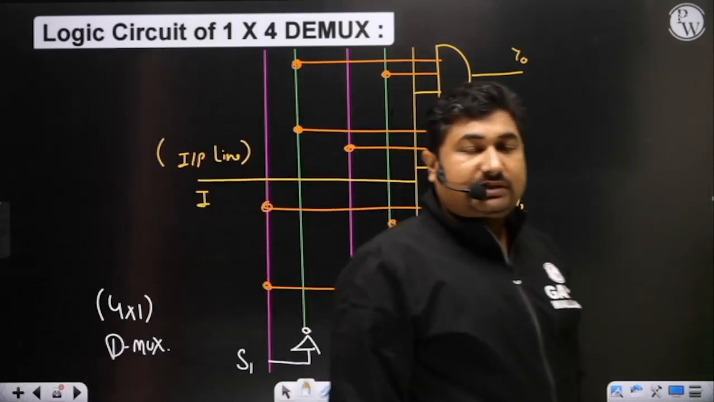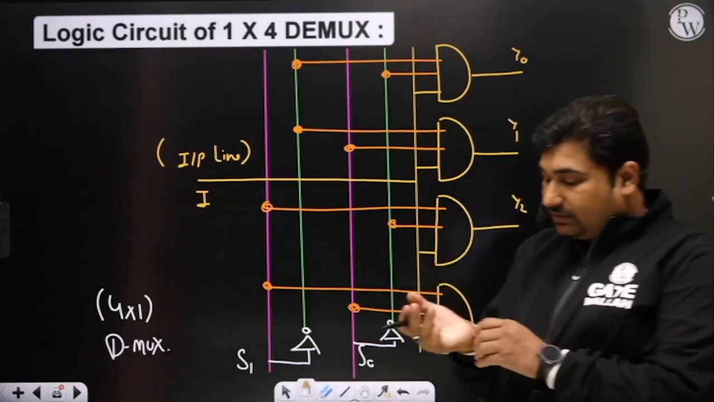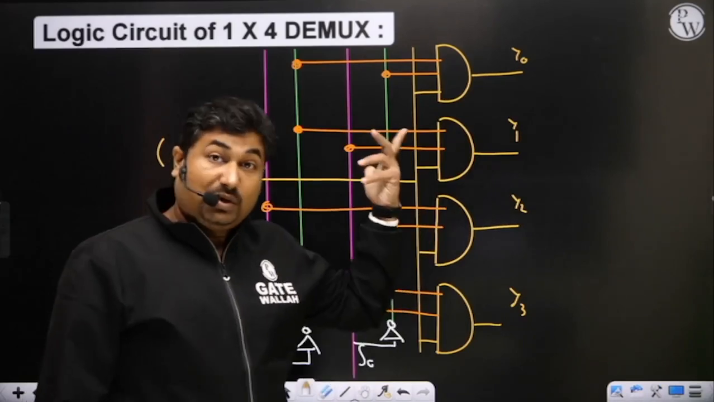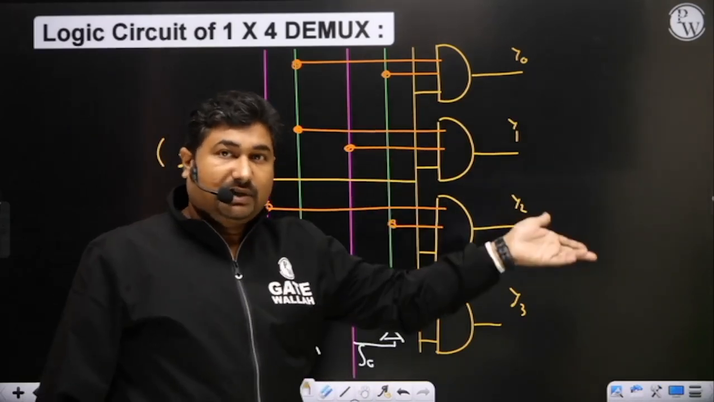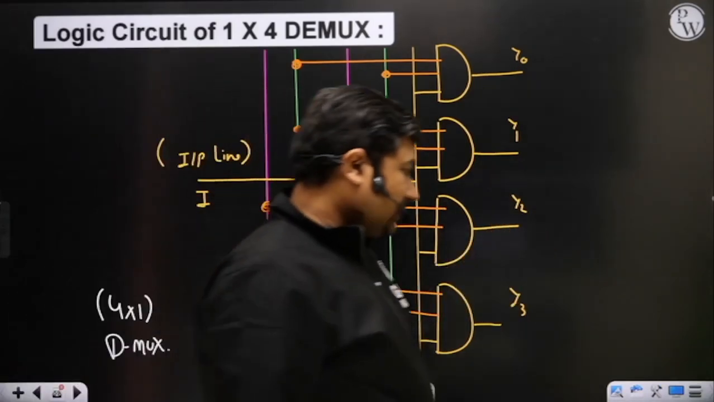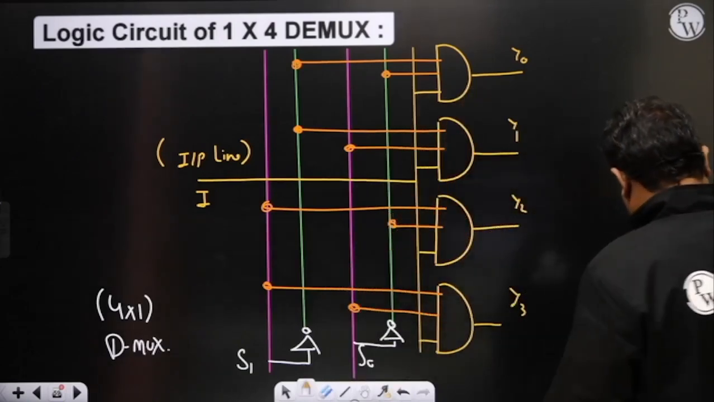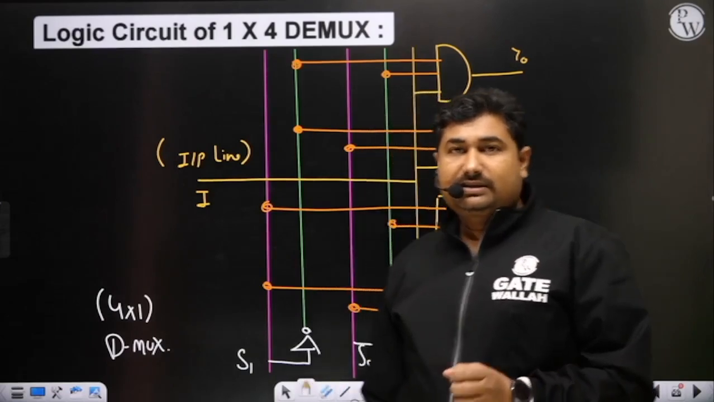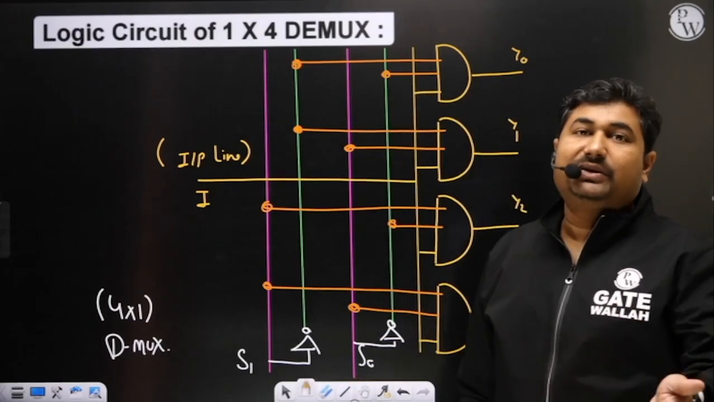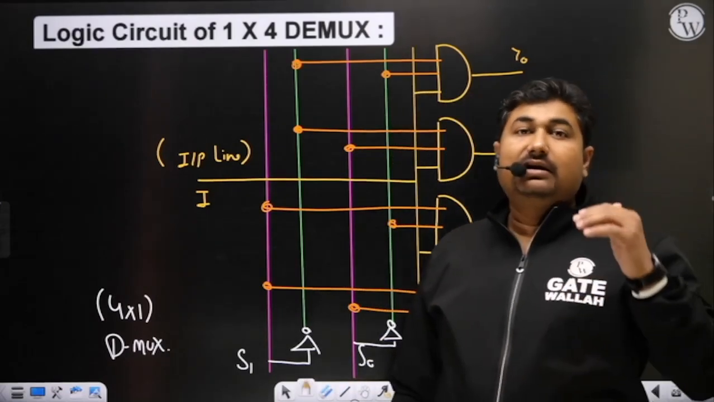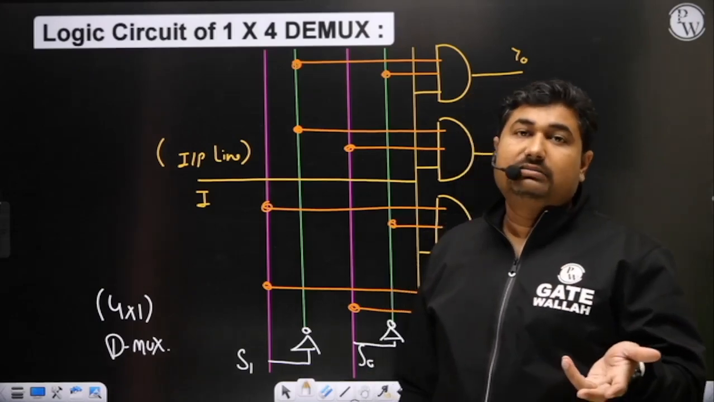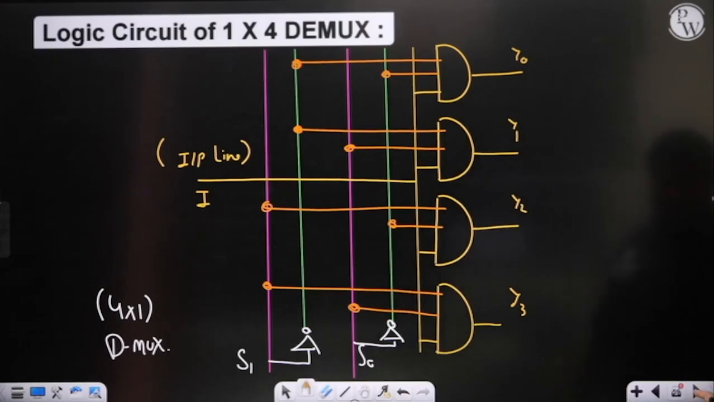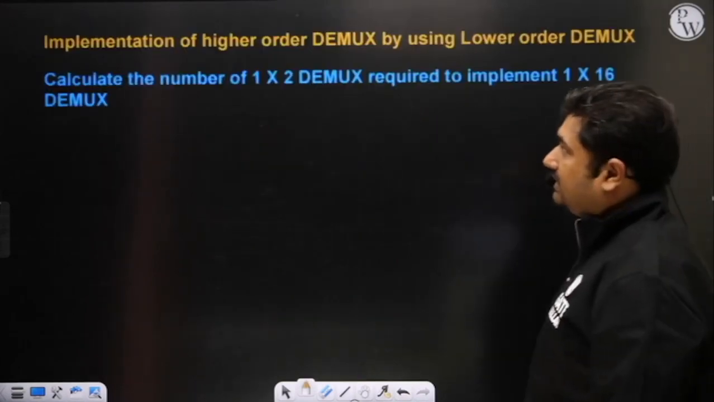Very important, because demultiplexer and decoders will have the same logic circuit. The same logic circuit can be used as a decoder also, which we will learn in the upcoming lecture. The use of demultiplexer is not so much, because instead of using a demultiplexer, we prefer to use a decoder. A decoder can do implementation of more functions compared to a demultiplexer. Is it okay?